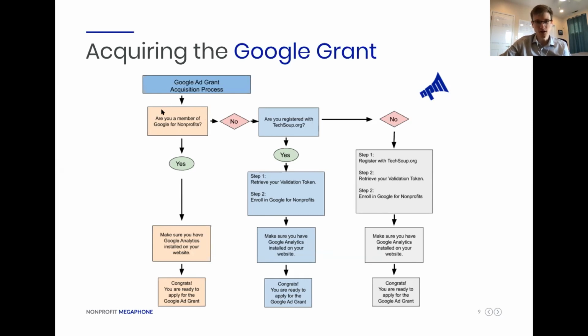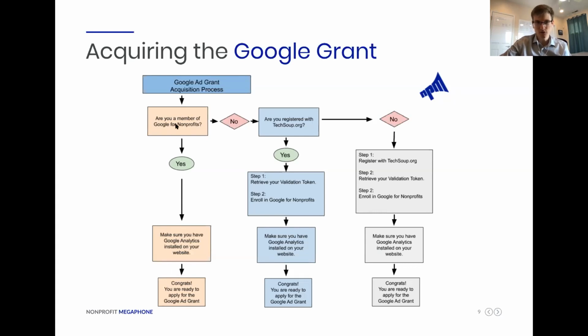The way it works, and I'll just give the quickest explanation, is that it starts off with Google for Nonprofits, which is google.com/nonprofits. If you already have an account with Google for Nonprofits, you basically set up Google Analytics and conversion tracking on your website, which we'll talk about a little bit more later. And then you can go through the Google grant application process in the Google for Nonprofits portal. And again, happy to share more about all of this.